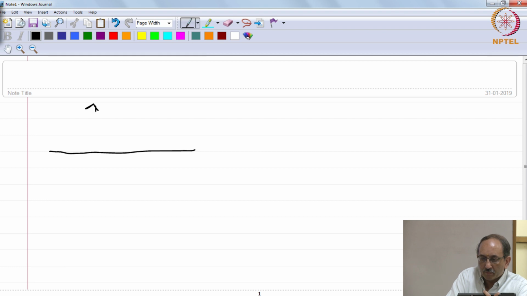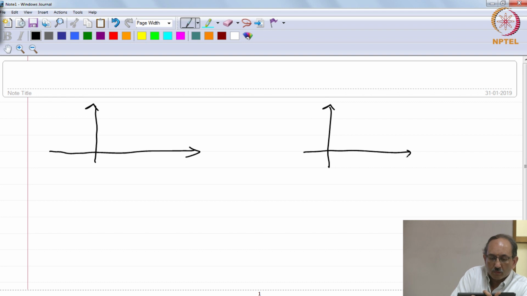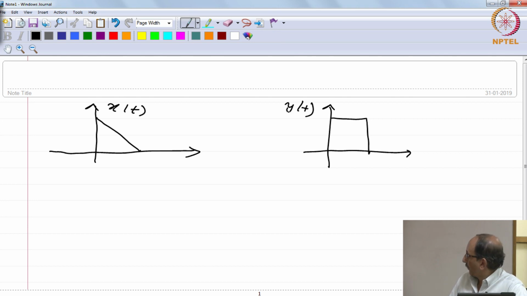Suppose I have two signals that I want to convolve. All of this is going to be in continuous time, but exactly the same idea applies to discrete time as well. So, if I have two signals that I want to convolve, this is x of t and this is y of t.